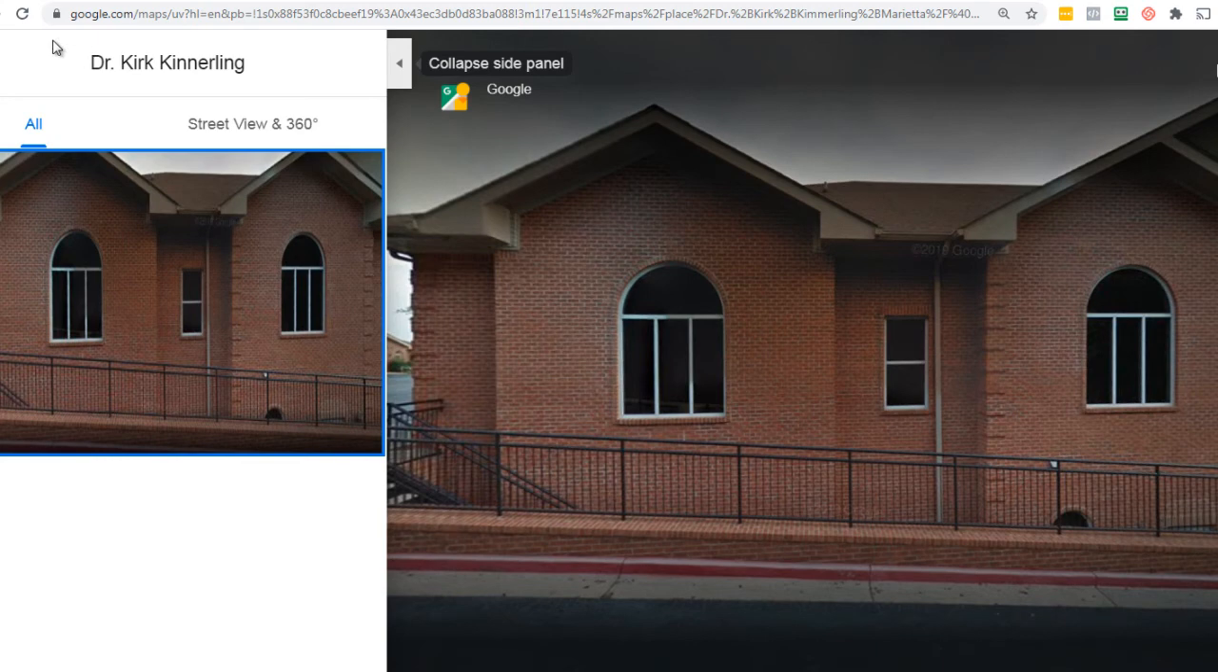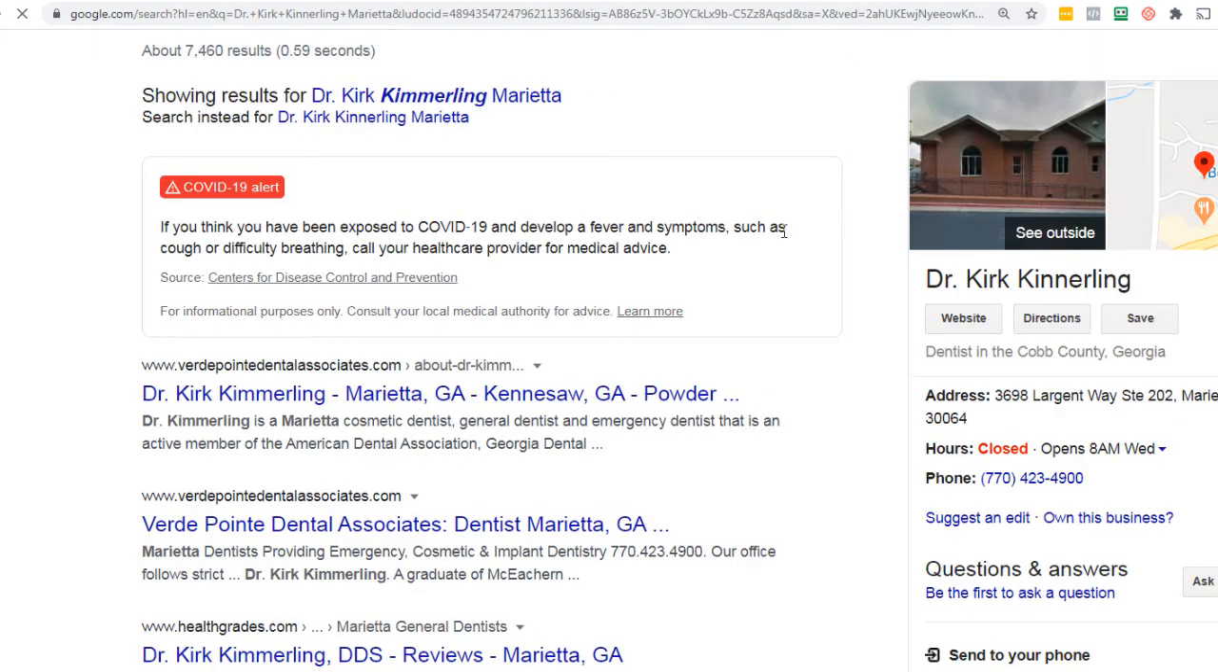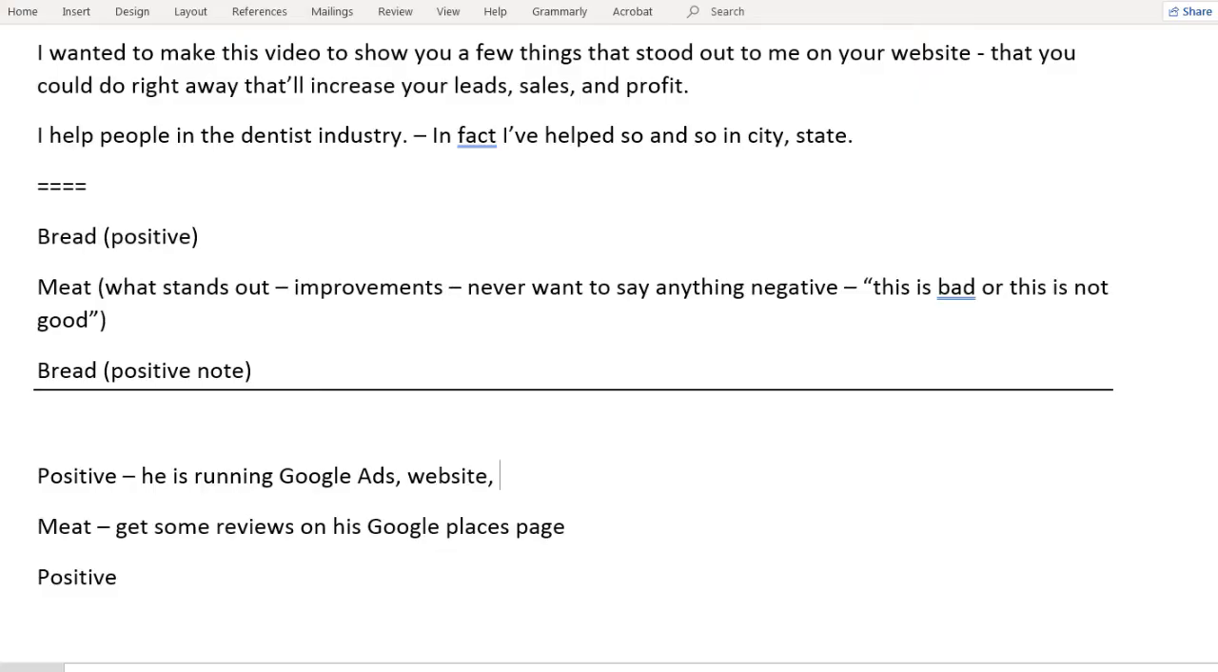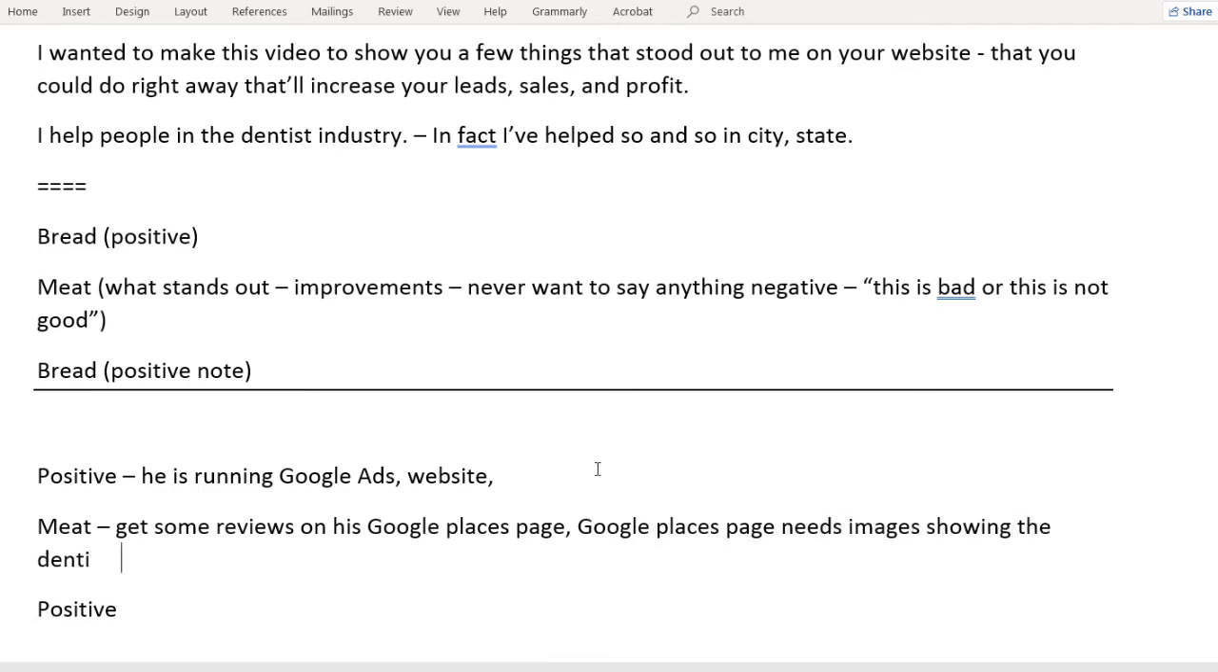Nope, they only have an image of the office. So that's another thing. Improvements: Google Places page. Okay, this is actually going to be here. Needs images showing the dentist and happy faces.